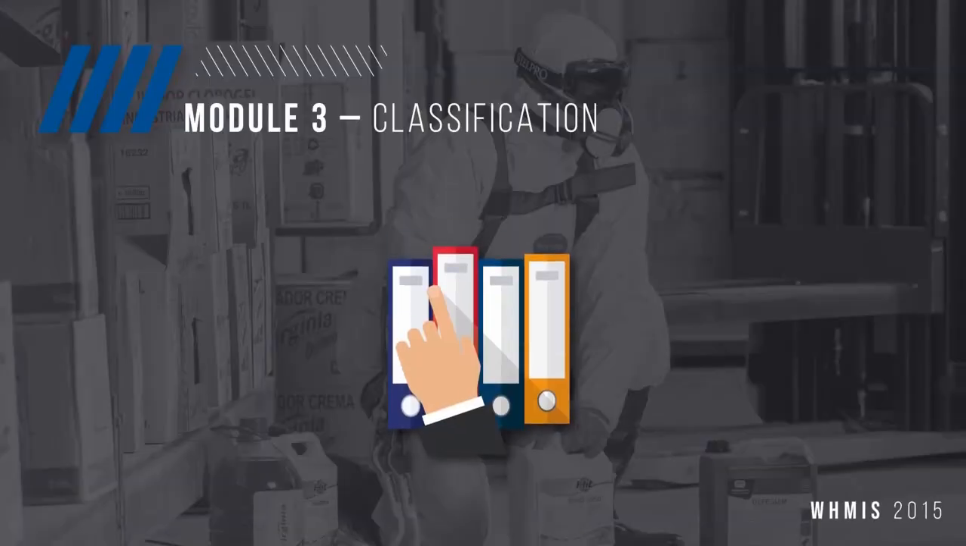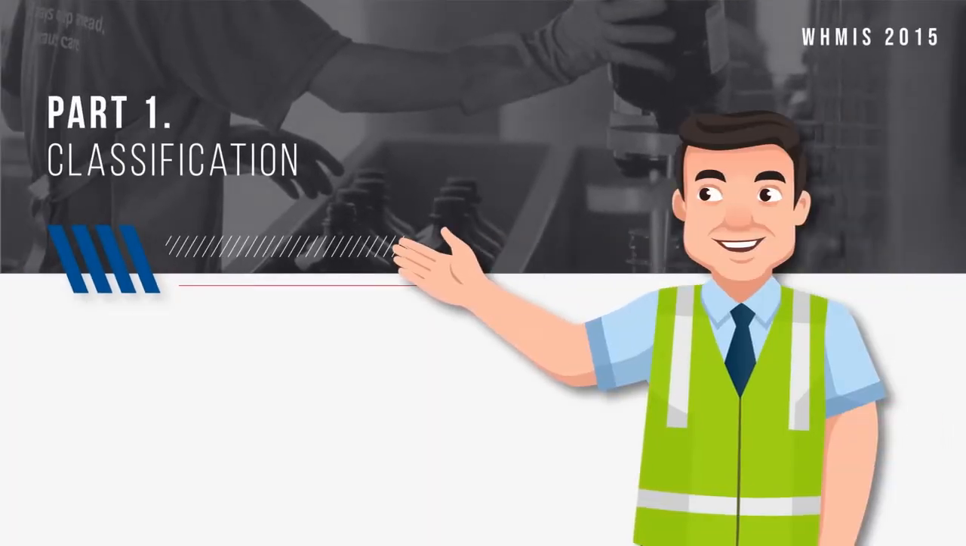Module 3. Classification. Let's take a look at the first part of WHMIS 2015, Part 1, Classification. Here, we're going to break down the hazard groups, classes, and categories. Classification is the determination of whether or not a product meets the criteria for inclusion in any of the WHMIS classes and is therefore subject to WHMIS information requirements. WHMIS 2015 utilizes the GHS standards and criteria based on the United Nations Dangerous Goods System to classify hazardous products.